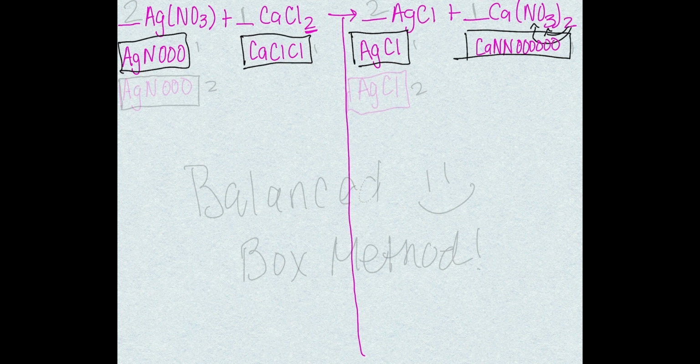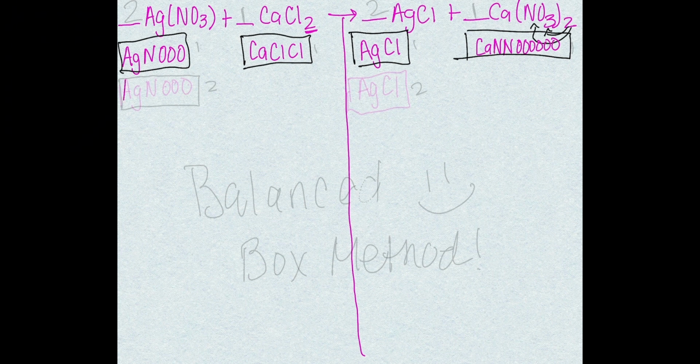So as a result, I am going to start with Ag. I have 1 Ag on the reactant side and I have 1 on the product side. So far, so good. Okay. Now I'm going to go to N. I have 1 N on the reactant side, but I have 2 on the product side. So as a result, I am going to go ahead and add another N on the reactant side.